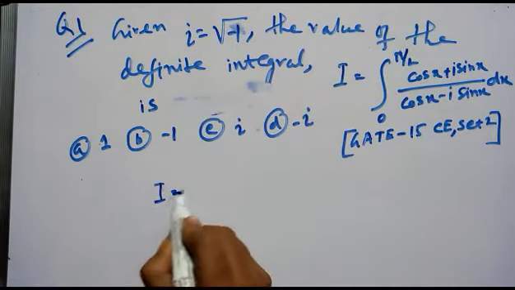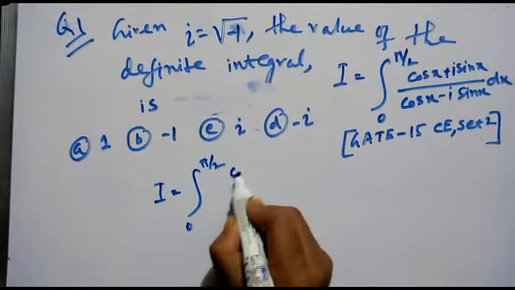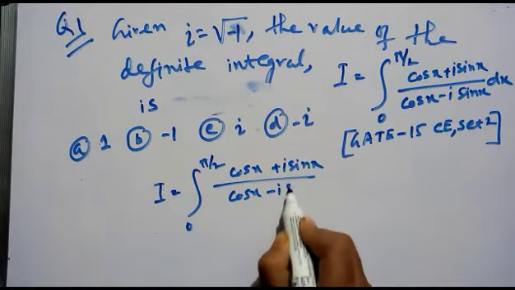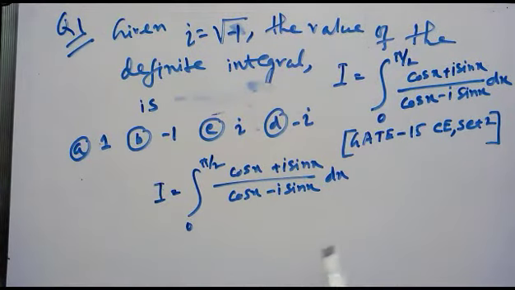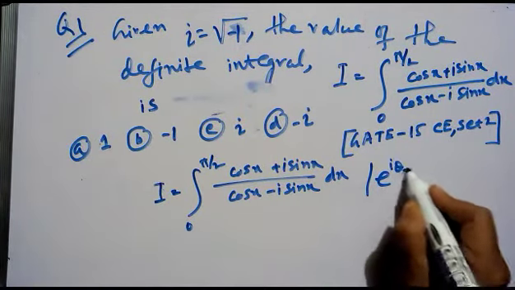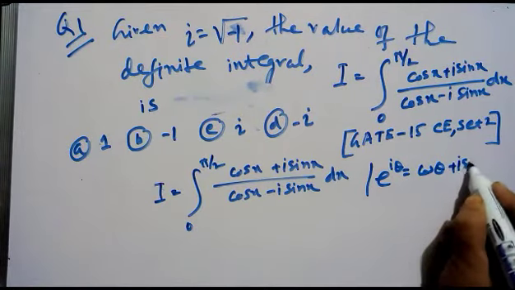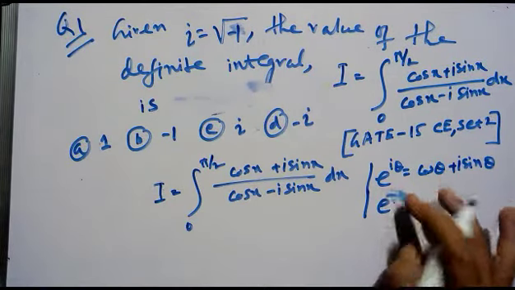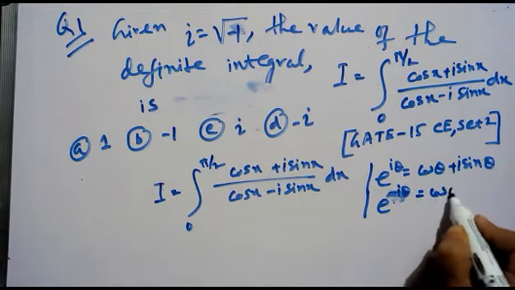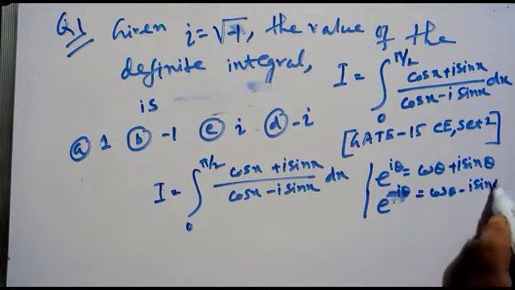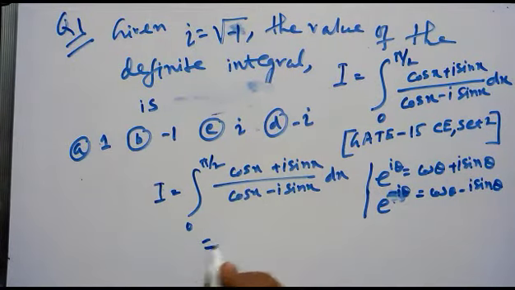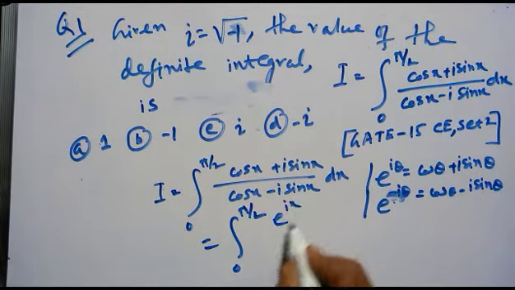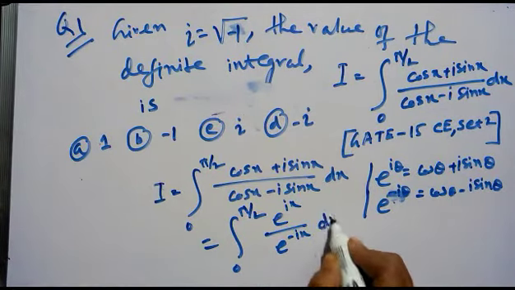So I equal to the integral from 0 to pi by 2 of (cos x plus i sin x) by (cos x minus i sin x). Here we use a trick. We know that e to the power i theta equals cos theta plus i sin theta, and e to the power minus i theta equals cos theta minus i sin theta. We apply this formula here. So the limit 0 to pi by 2, this means e to the power ix by e to the power minus ix dx. Clear?